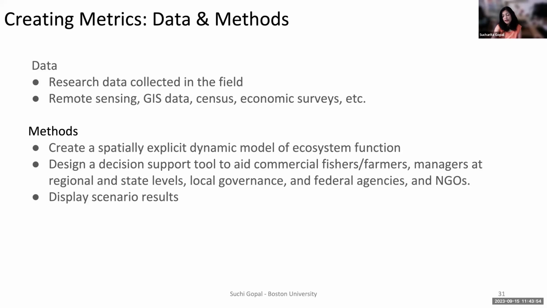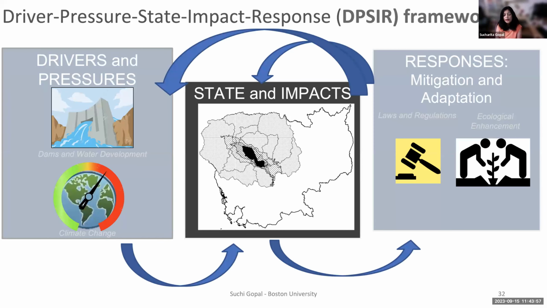And we could also display scenario results. So we used a framework that's been popularized in the European Union called DPSIR, which talks about drivers, pressures, states, impacts, and responses of a system. And we are looking at this region, which is the Tonle Sap that's in black, and all the hatched lines around it are the region of interest. And we are looking at the impact of this dam building and hydroelectric power production that's happening in many parts of the river, coupled with the climate change. And we want to be able to provide responses that would help people mitigate and adapt to the changing conditions that's happening in the Tonle Sap.